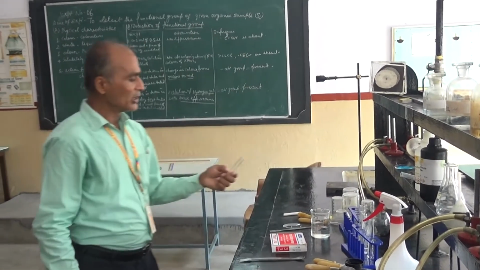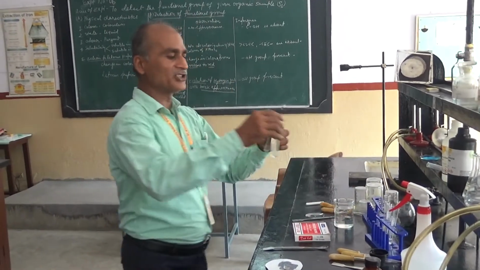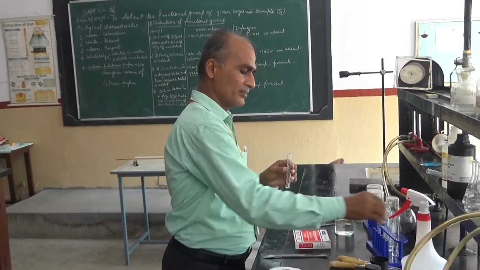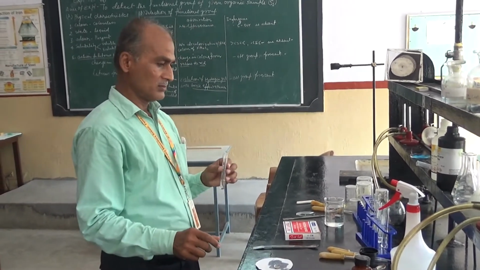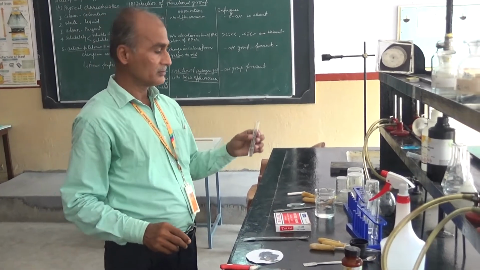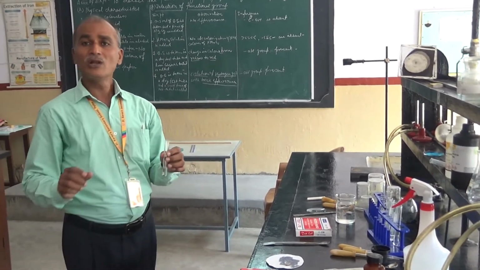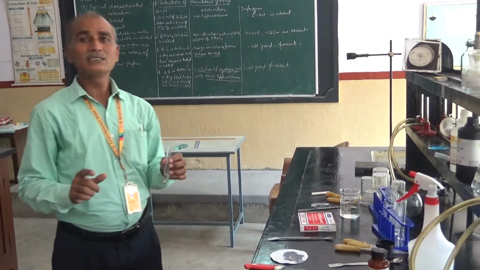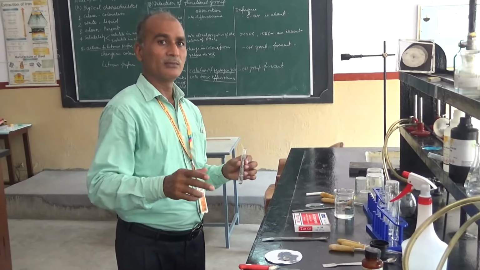Now again, for more confirmation, you take organic sample again in a dry test tube and add sodium metal. Never use your hand to pick up sodium metal because it is highly inflammable and highly corrosive. You always use tongs.